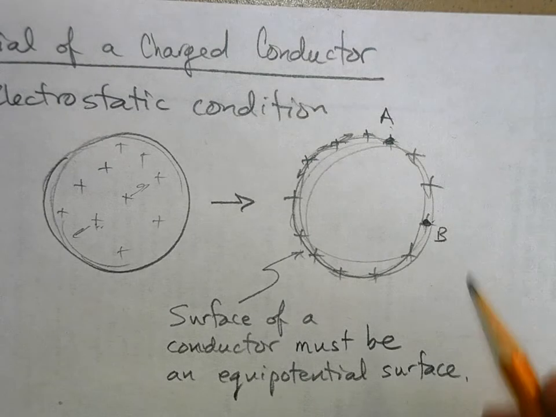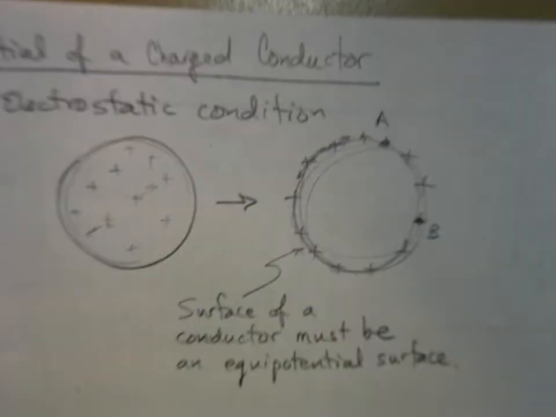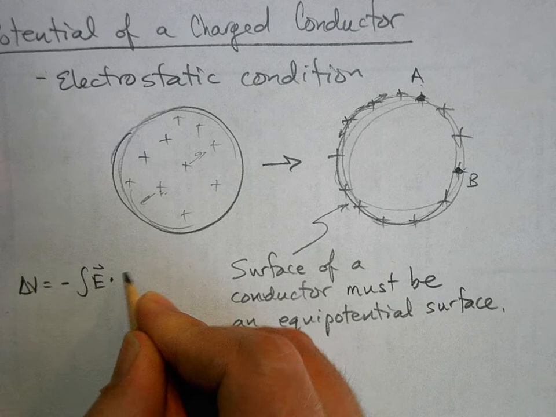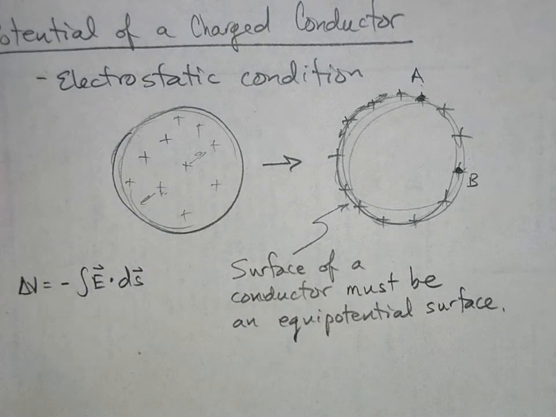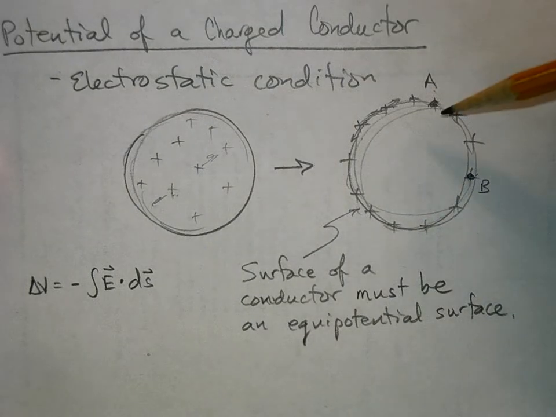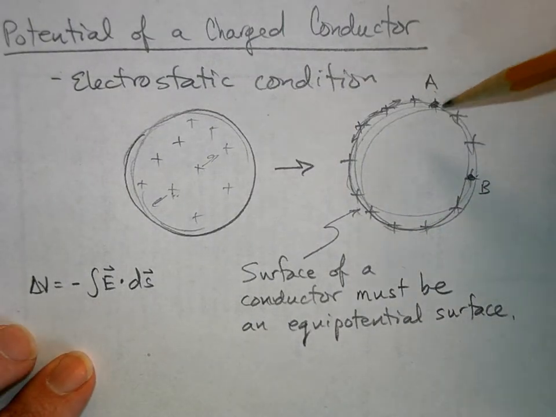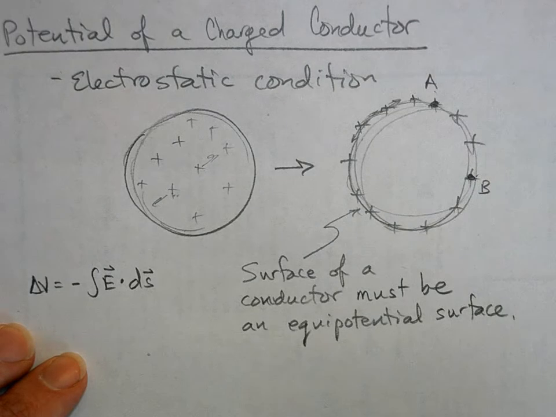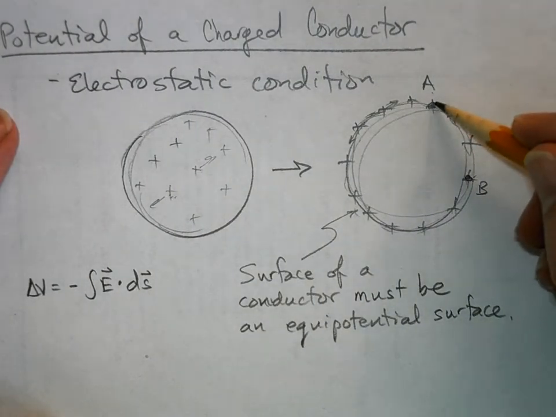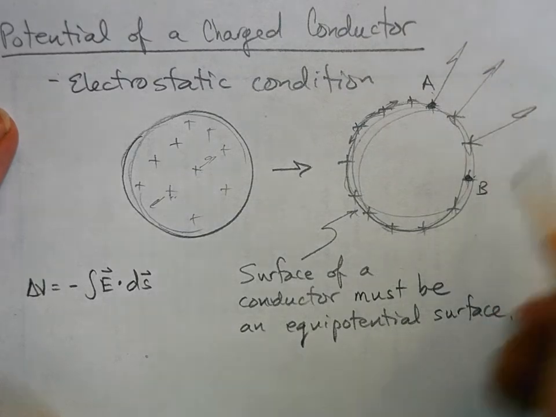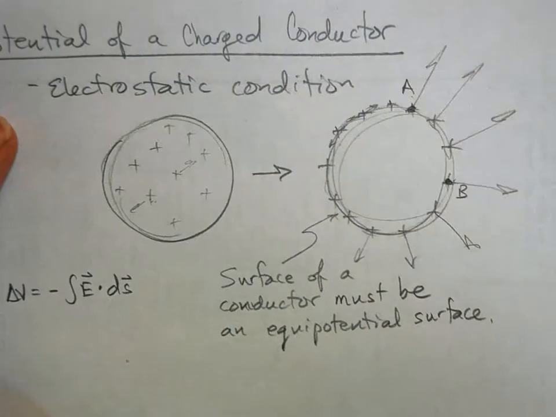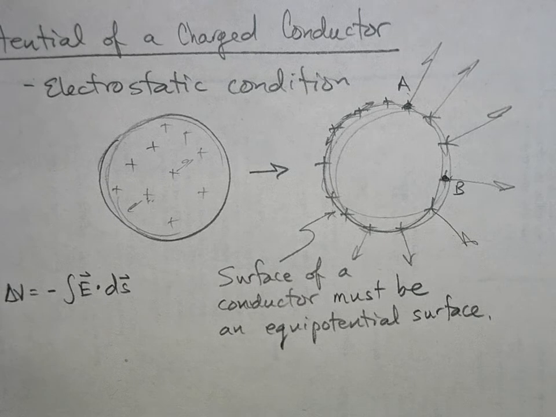Another way of looking at it in terms of the electric field is that we said that a potential difference is equal to negative E dot ds. In other words, there would have to be an electric field times the displacement between A and B, but that's not going to happen, because these electric field lines come off perpendicular to the surface. Okay, so electric field lines, we talked about this before. Electric field lines come off perpendicular to the surface of a conductor. They have to if you have an electrostatic condition.